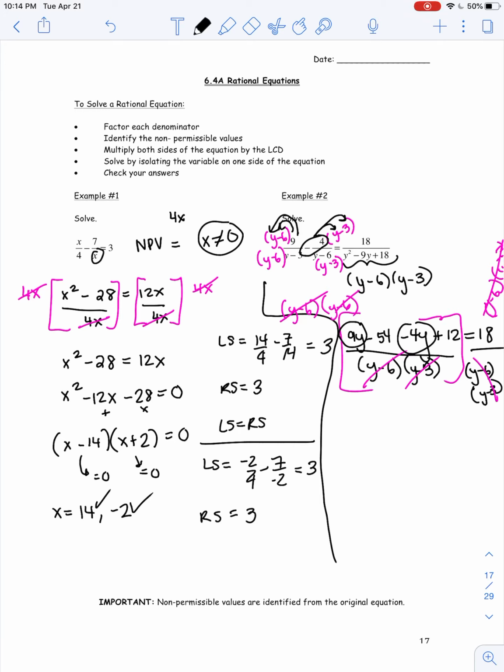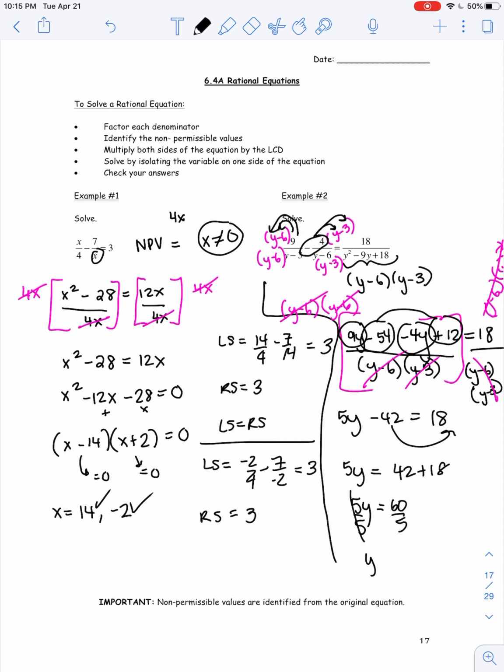So you're going to be left with 9y minus 4y. We can put that together as 5y. And then we have negative 54 plus 12. So negative 54, you're going to add 12 to that, and you should get negative 42. And that's equal to 18. Now we're going to bring that negative 42 to the other side. So 5y equals positive 42 plus 18, and that gives us 5y equals 60. And you can divide both sides by 5, which means that y equals positive 12.